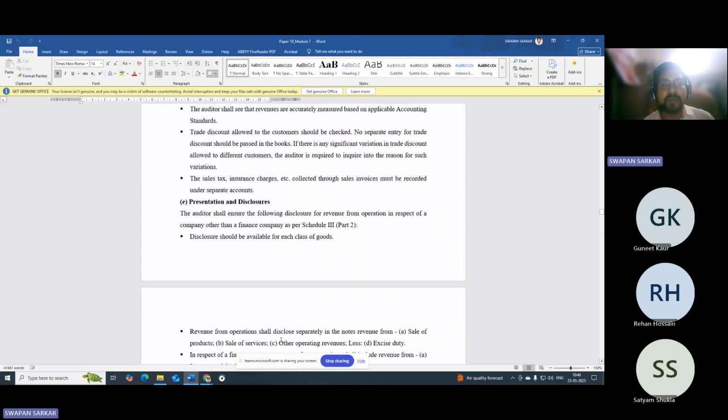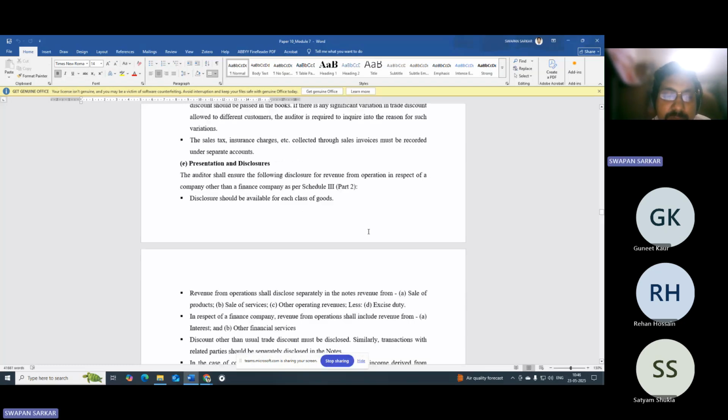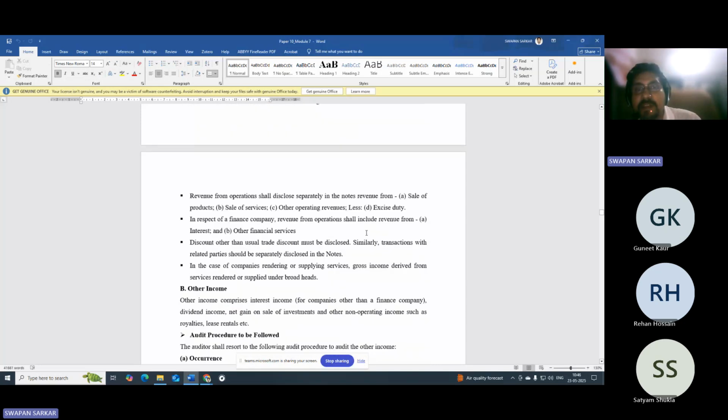Then, presentation and disclosure. The auditor shall ensure that the following disclosures for revenue from operation in respect of a company other than a finance company, as per Schedule 3, Part 2, have been made. Disclosure should be available for each class of goods. Revenue from operation shall be disclosed separately in the notes: sale of products, sale of services, and other operating revenues, less excise duty.